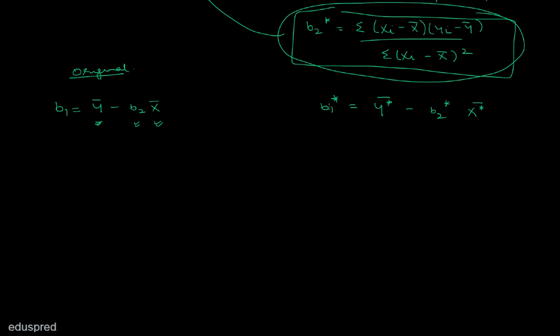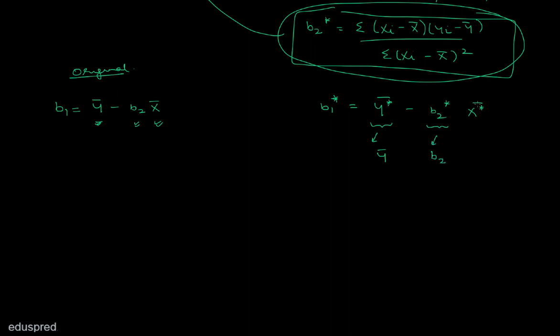In the new model, you have b1 star. This is the mean of the dependent variable of the new model. Because we are not changing anything about y, you can also write y bar over here. It will mean one and the same thing because the y column has not changed in this particular case. B2 star, we just saw that there is no difference between b2 star and b2. So instead of this, I can also write b2 over here.